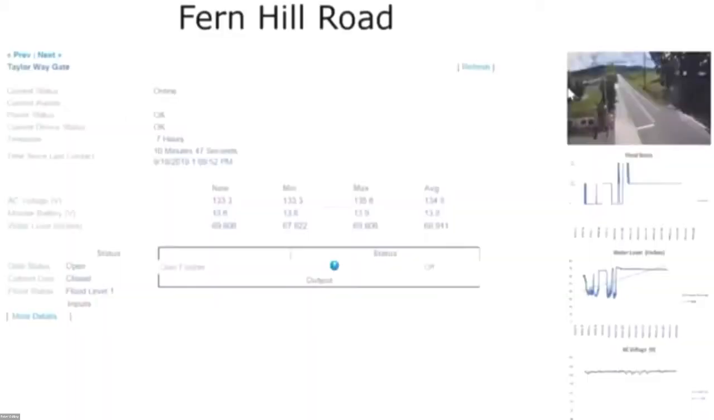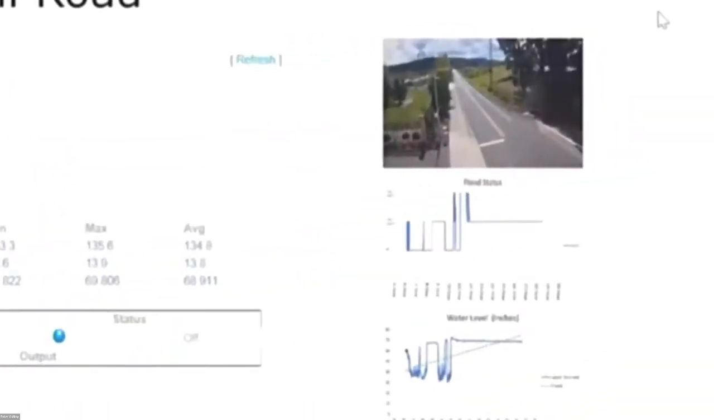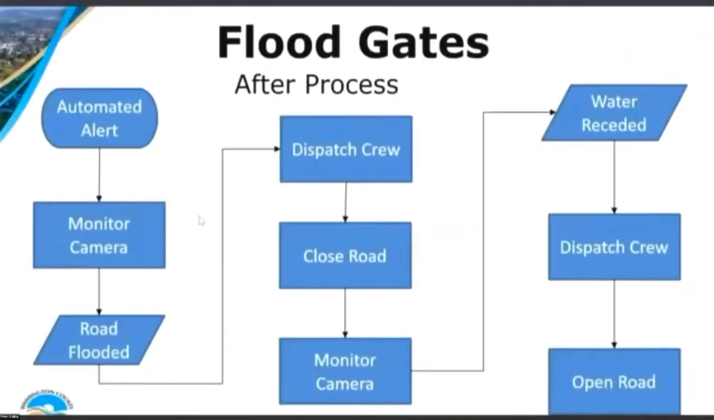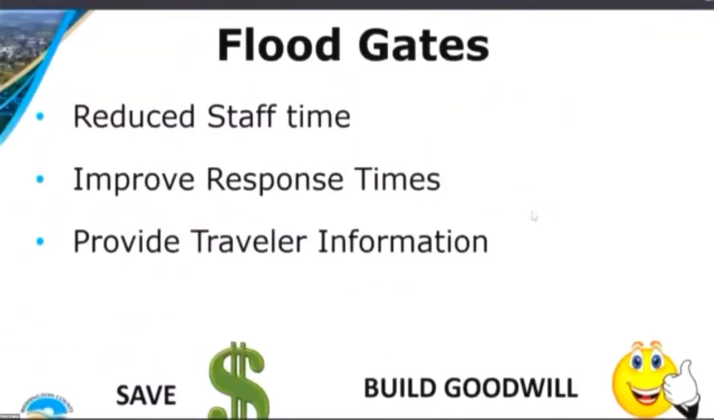Every 30 minutes or so, the snapshot in the upper right hand is refreshed, as well as all the values on system voltages, the water level, and the gate status. You can see basically we're able to gain efficiencies by removing these cyclical processes of sending crews out multiple times. So you see again, we've been able to save the county money, we're providing good traveler information, and all this goes a long ways building support and goodwill towards our ITS program.